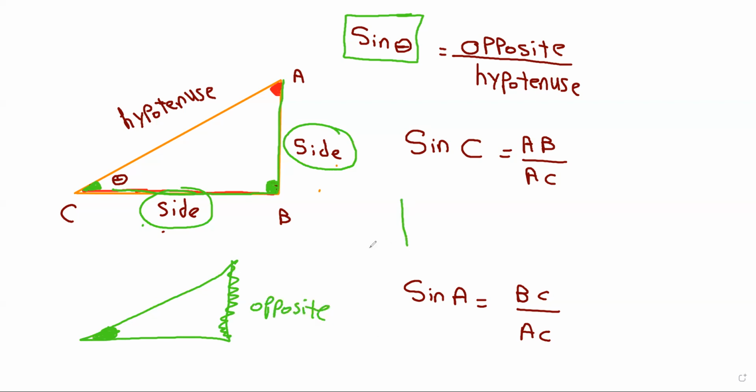And if we are talking about this other angle here, which side is the opposite? This side is the opposite to the angle. And the hypotenuse in both cases is the same. This is the hypotenuse, and this is the hypotenuse. Okay? In this triangle here, we have a right angle triangle.